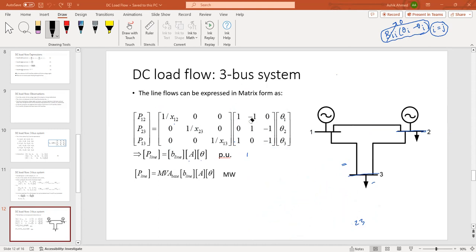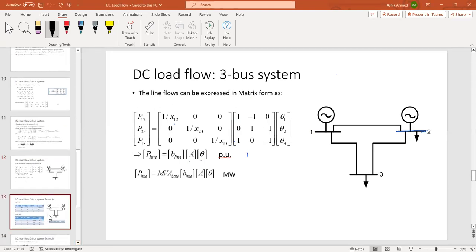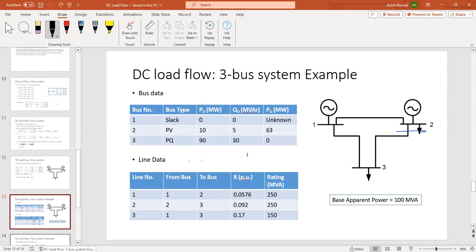The same 3-bus network we will use for our example demonstration, and here we have some data. So we have the same 3-bus system. Base apparent power is given over here. Bus data is given. Bus number 1 is considered to be the reference bus. Bus number 2, because of the presence of a generator, is the PV bus. And bus number 3, there are no generators, so this is the PQ bus or load bus.